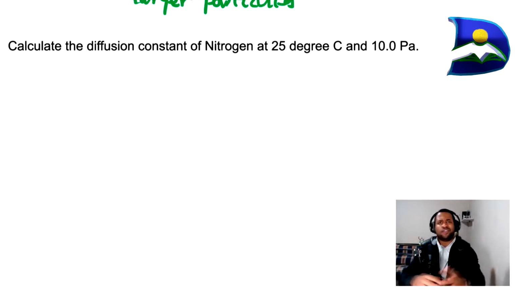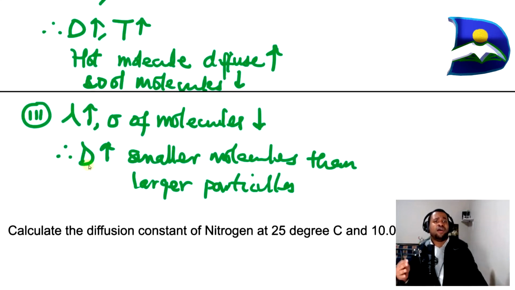In this particular video, we're going to continue from where we stopped. We talked about some interesting things involving the diffusion coefficient. Based on our previous video, we looked at how the diffusion coefficient relates to the specific cross-sectional area of our molecule, where an increase in the diffusion coefficient favors a smaller molecule more than a larger particle.